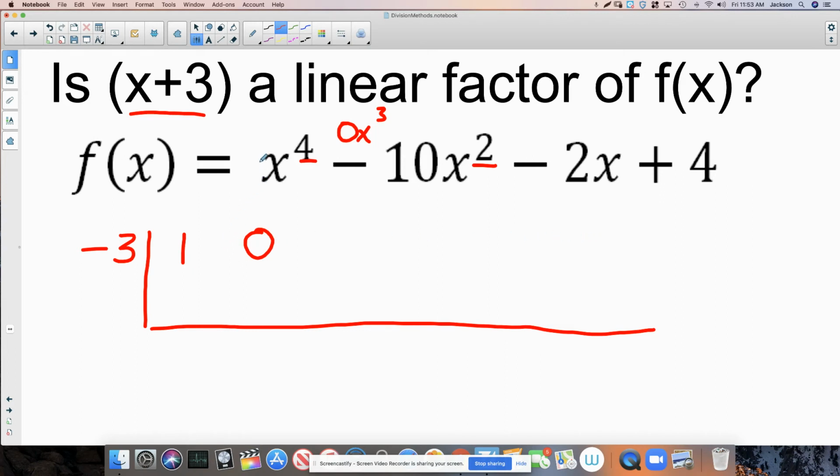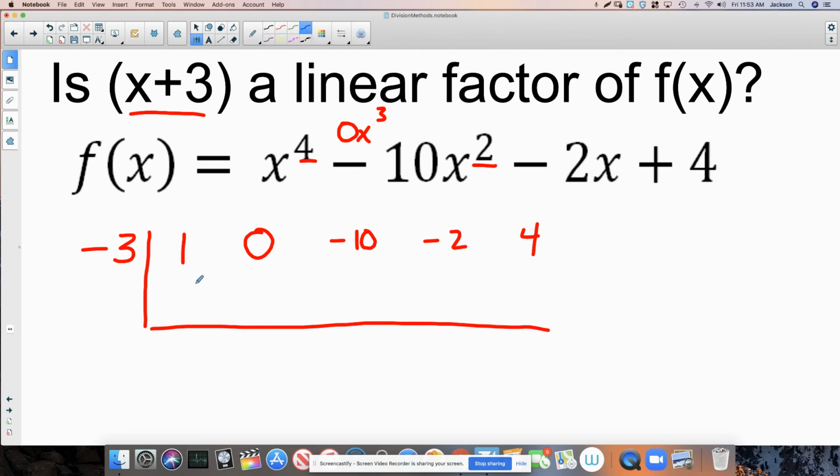So that's why we're using the 1 here. We're using the 0 here. Then we have a -10, include the sign that comes before it. That's our x squared term. Our x term is a -2, and our constant term is a 4. All right, and I may have gone a little crazy here with how long I made this, so we'll shorten that up. Okay, so here we go.